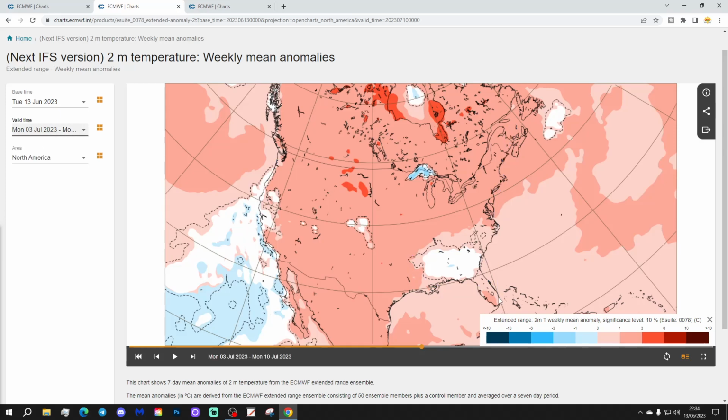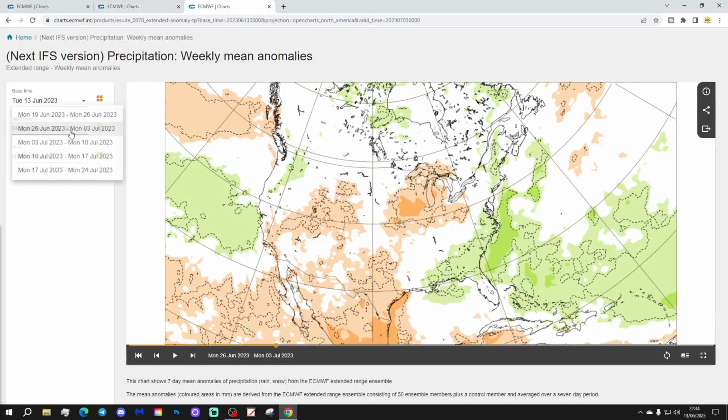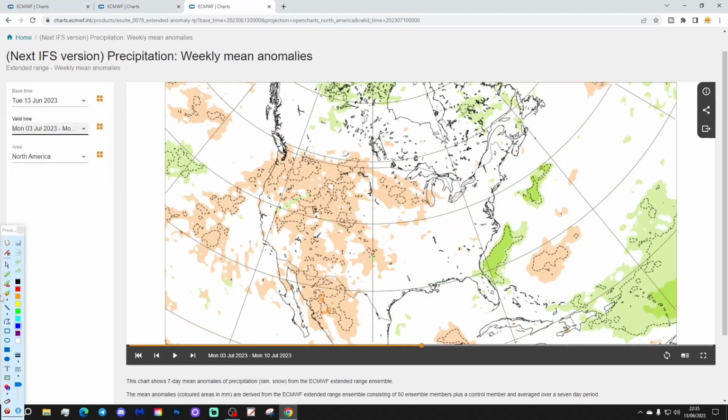It does look as though summer 2023 is going to step up several gears after a little bit of a delayed and slow start to it. It does look as though the summer 2023 in America is really stepping up 2 or 3 gears over the next couple of weeks, I have to say. And week 3 precipitation looks dry out in the west.